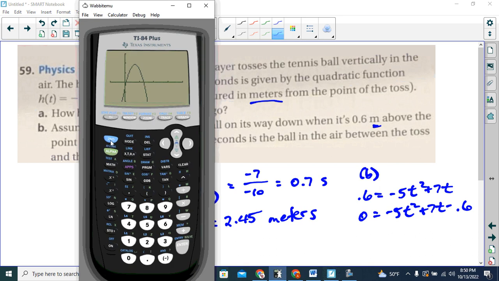And we can calculate that by going to calculate, second trace, number 2, which is zero. It is definitely in between 1 and 2. So my left bound is 1 and my right bound is 2. When it says guess, there's only one x-intercept in there, so I can just push enter again, and I get 1.308. t equals 1.308 seconds.